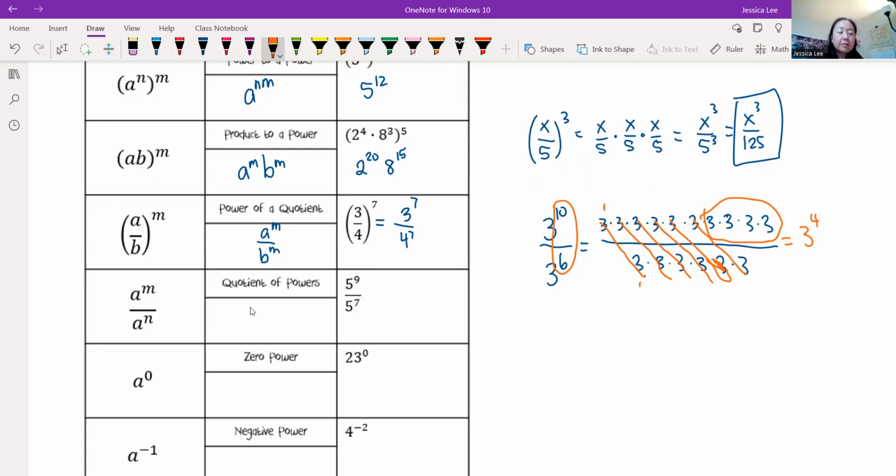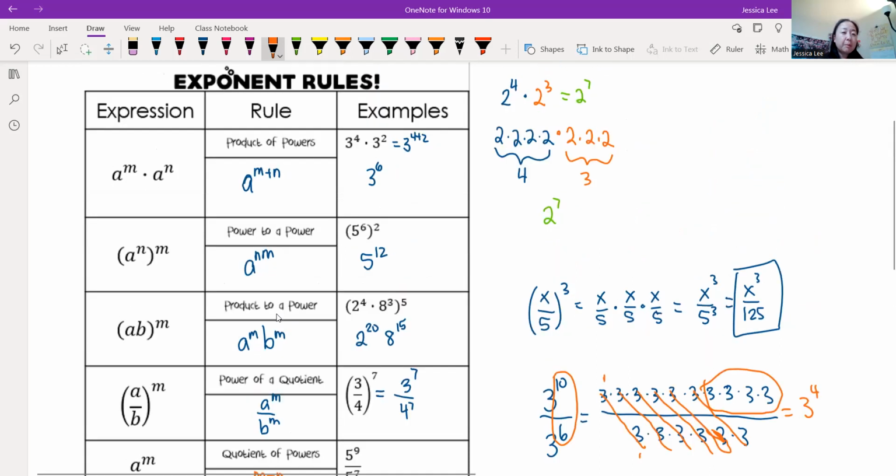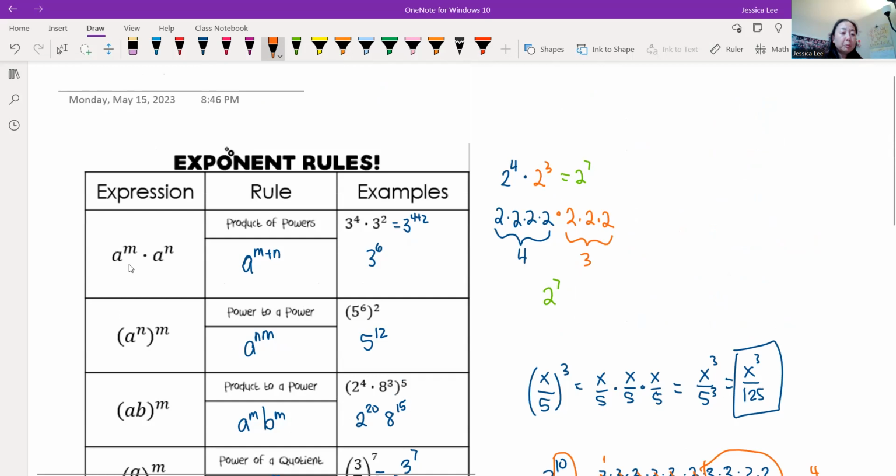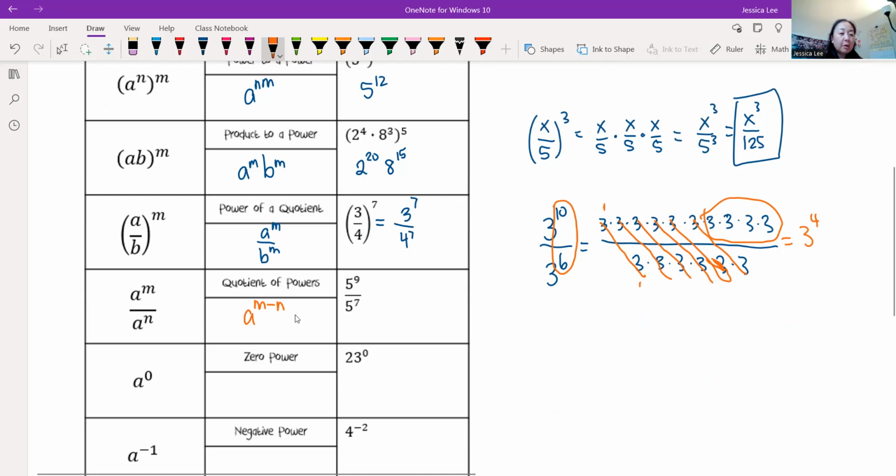Okay, so let's write it out. Assuming the bases are the same, it would just be m minus n. This should be very reminiscent, because remember what we did in the beginning. When we were multiplying them, we were adding the powers. And when we're dividing them, we are subtracting the powers, because we're actually canceling things out, just like we did right over here.